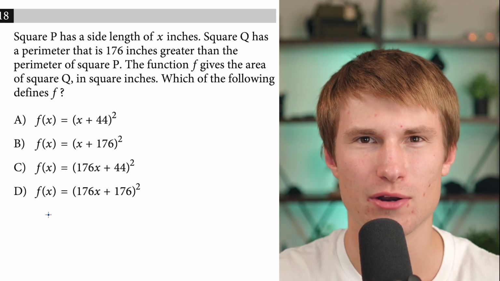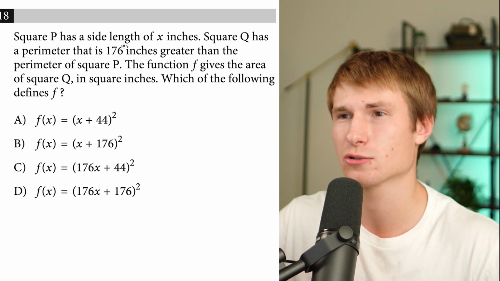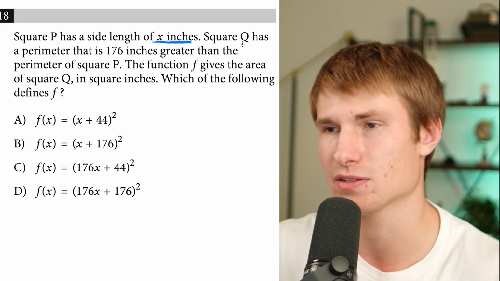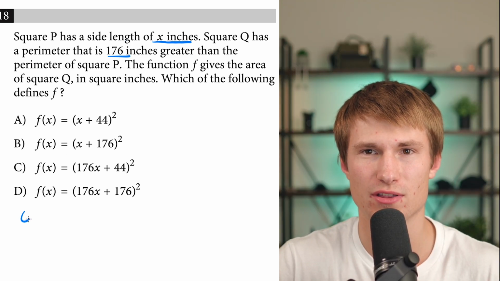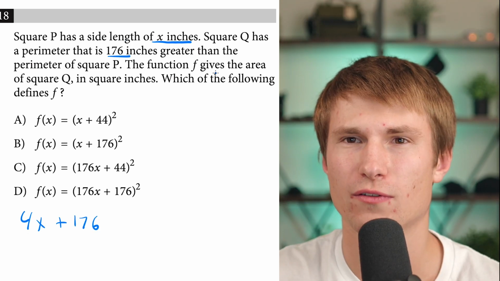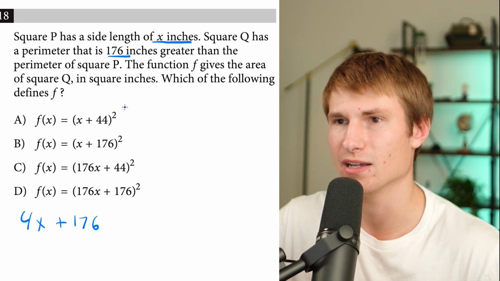Here's how to break down hard SAT math problems to make them easy and simplistic. Question 18 states square P has a side length of x inches. Square Q has a perimeter that is 176 inches greater than the perimeter of square P. The function f gives the area of square Q in square inches. Which of the following defines f?